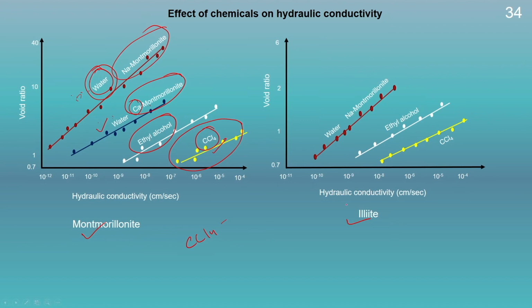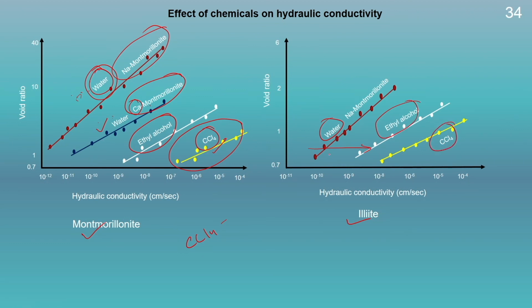Now, if we compare this behavior with the illite mineral, we could see here that the same trend also exists between the different pore fluids. Again, with a decrease in the dielectric constant, the hydraulic conductivity keeps on increasing. The illite mineral will have the lowest value of hydraulic conductivity in the presence of water in comparison to ethyl alcohol and carbon tetrachloride.